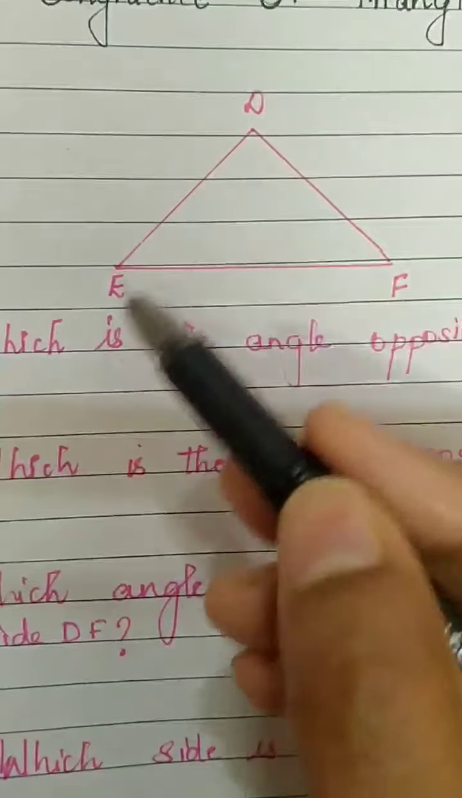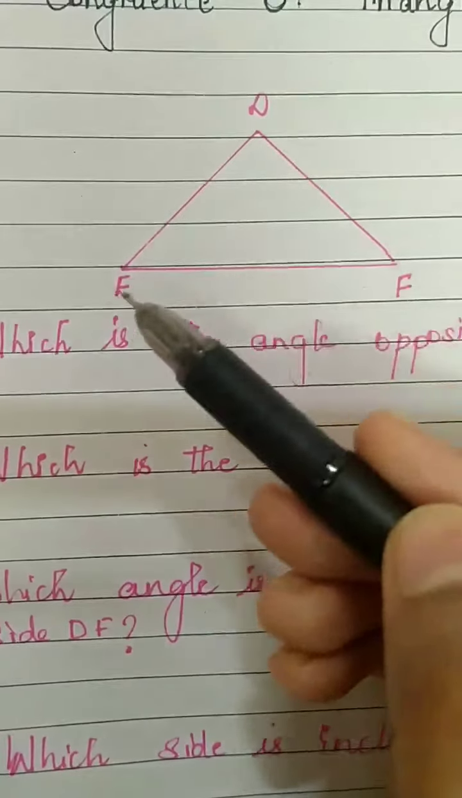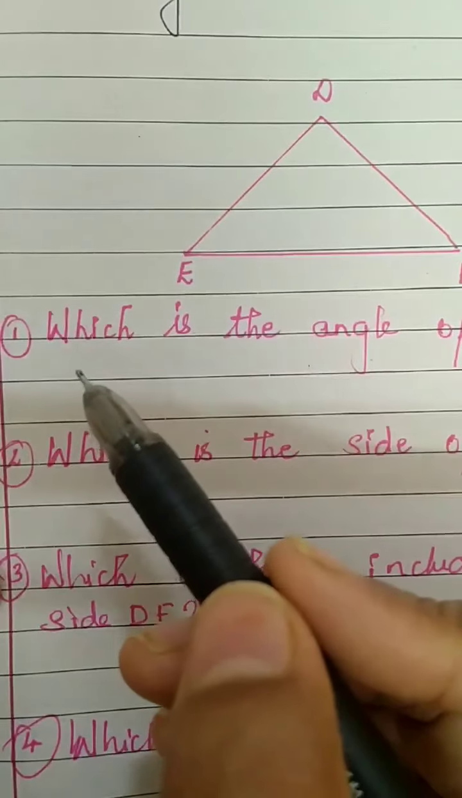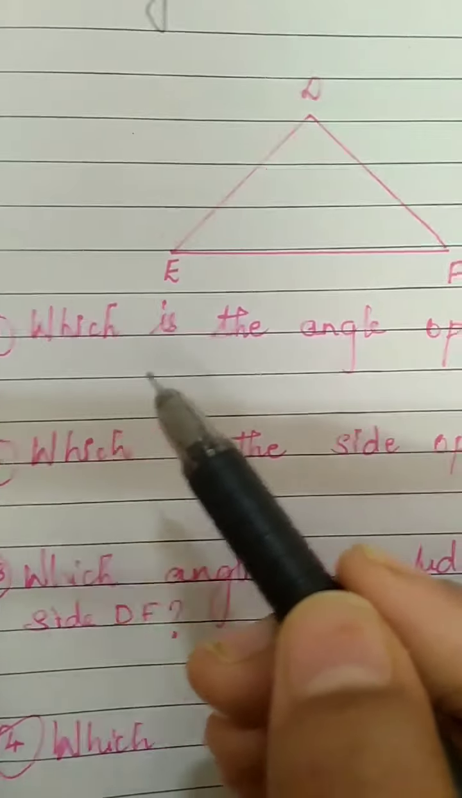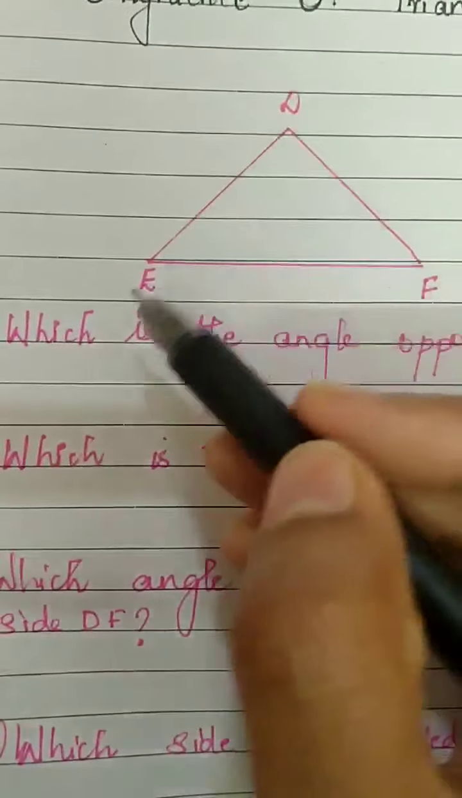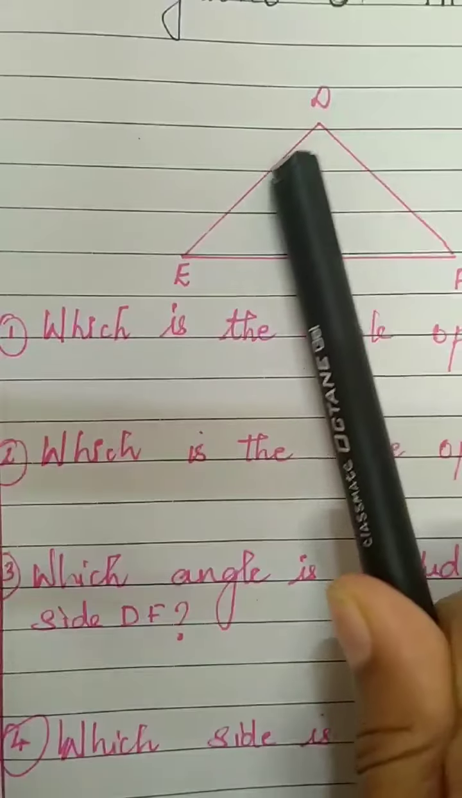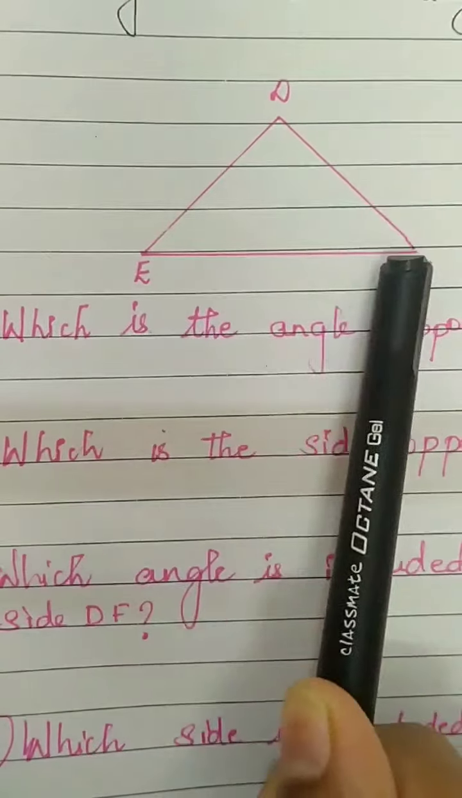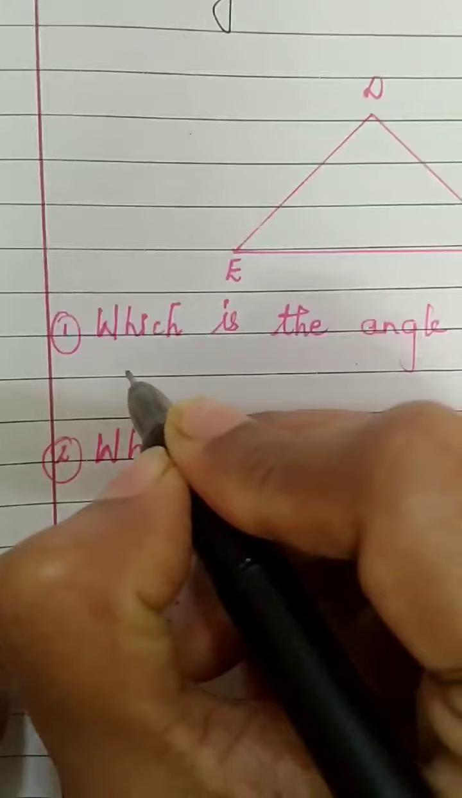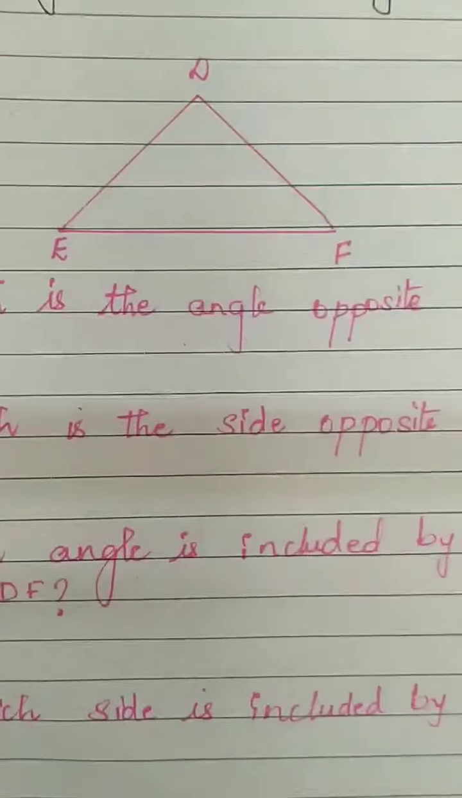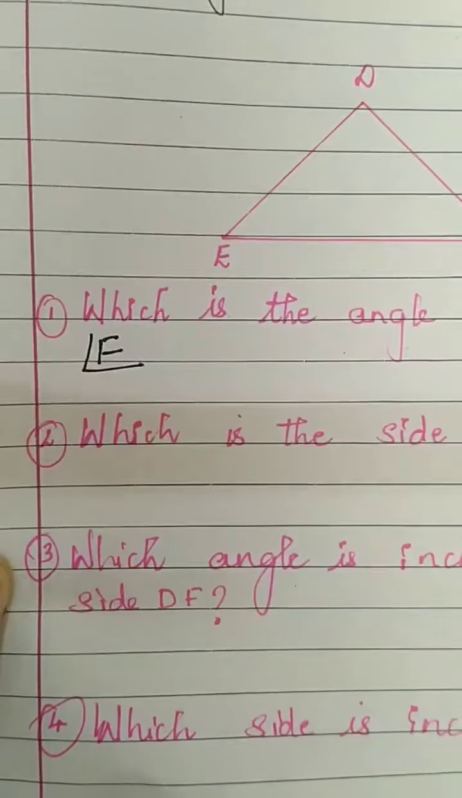Here, as we can see, we have a triangle and the name of the triangle is triangle DEF. Some questions which are to be answered. The first one is, which is the angle opposite to side DE? Side DE is opposite angle. This is side DE. DE's opposite angle is angle F. So you will write here angle F. Angle F is the angle opposite to side DE.